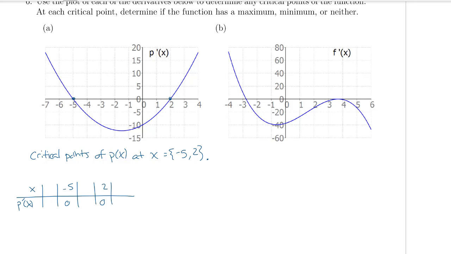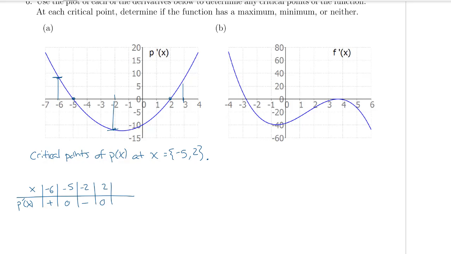So at these critical points, we know that P prime is 0. Take a point to the left of the first critical point, like -6, and look at the function. It's above the x-axis, so it's positive. And then take a point to the right of this critical point, -5, and to the left of 2. It doesn't matter what point you choose. Let's choose -2. And we see that the derivative is negative. It's below the x-axis. So we're not looking at increasing, decreasing information. We're just looking at height information.